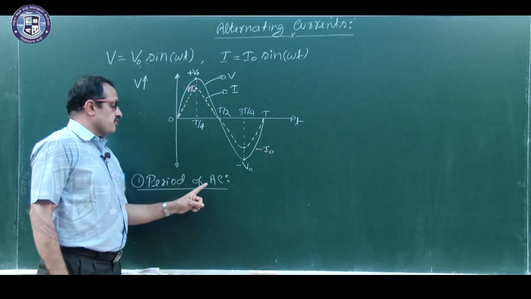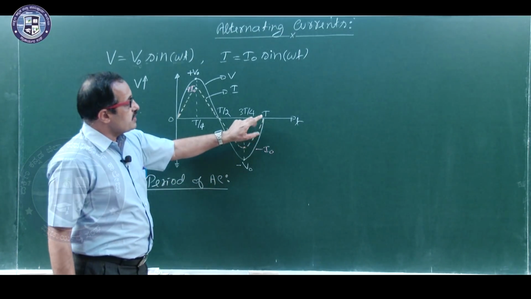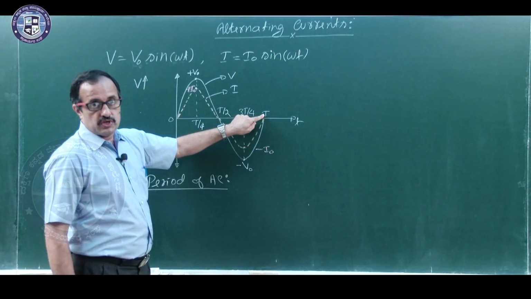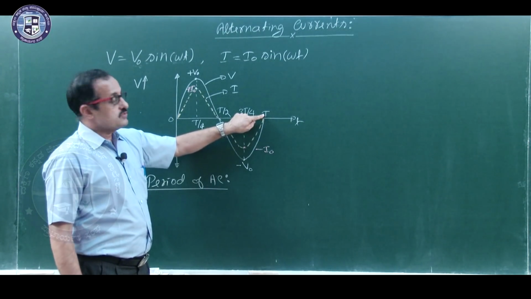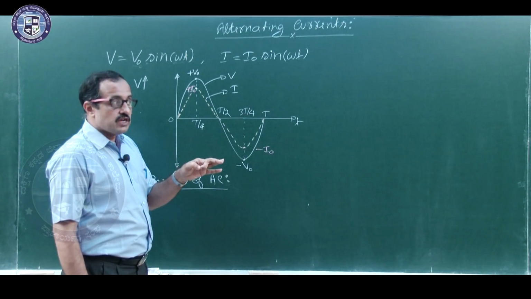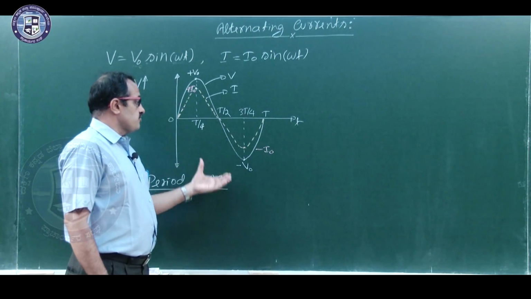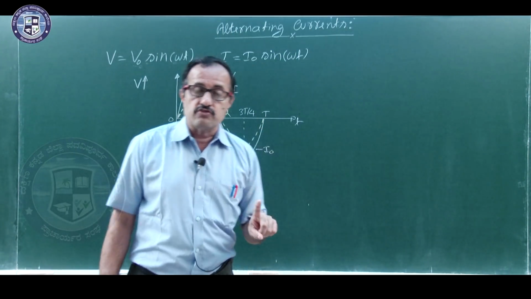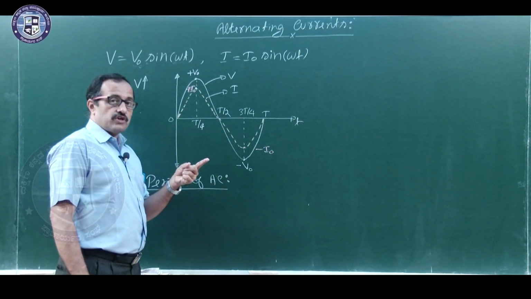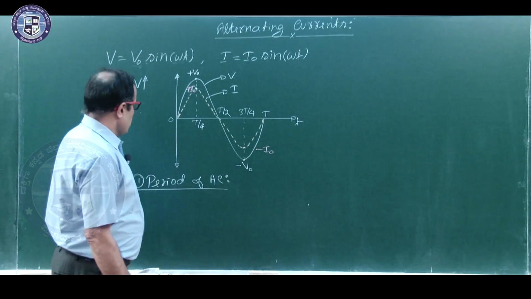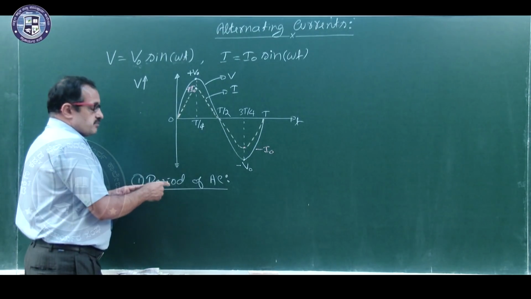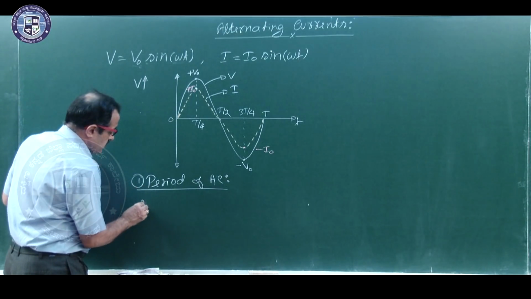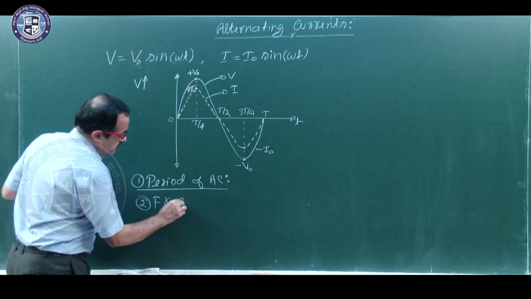So what is the period of AC? Period of AC is the time taken by the AC to complete one cycle of variation. You can expect this for 1 mark, so you have to write the correct answer. What is the correct answer? Period of AC is the time taken by the AC to complete one cycle of variation. Don't write one cycle of oscillation. No. Next one is, whenever you have a term period, what is the reciprocal of period? Frequency. Therefore, the second term is known as frequency of AC.